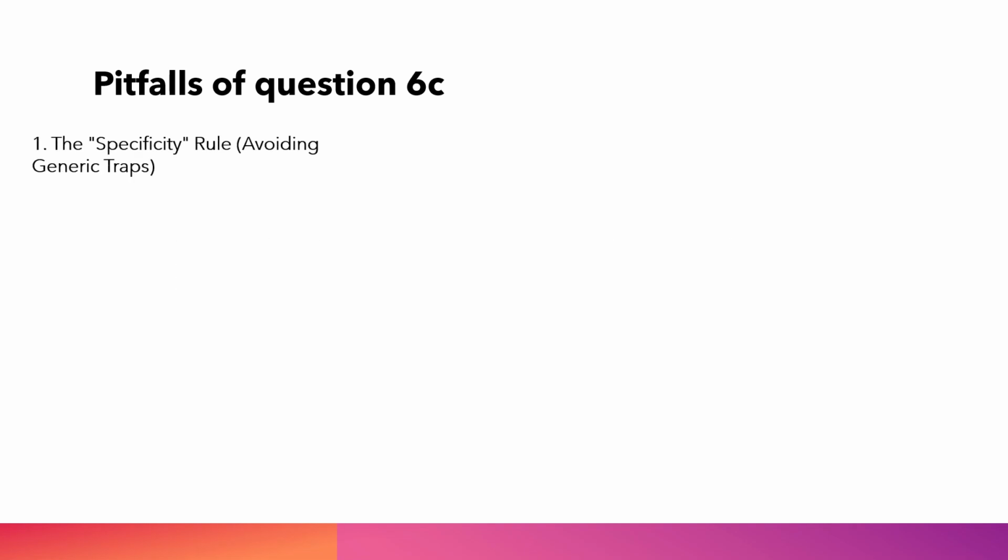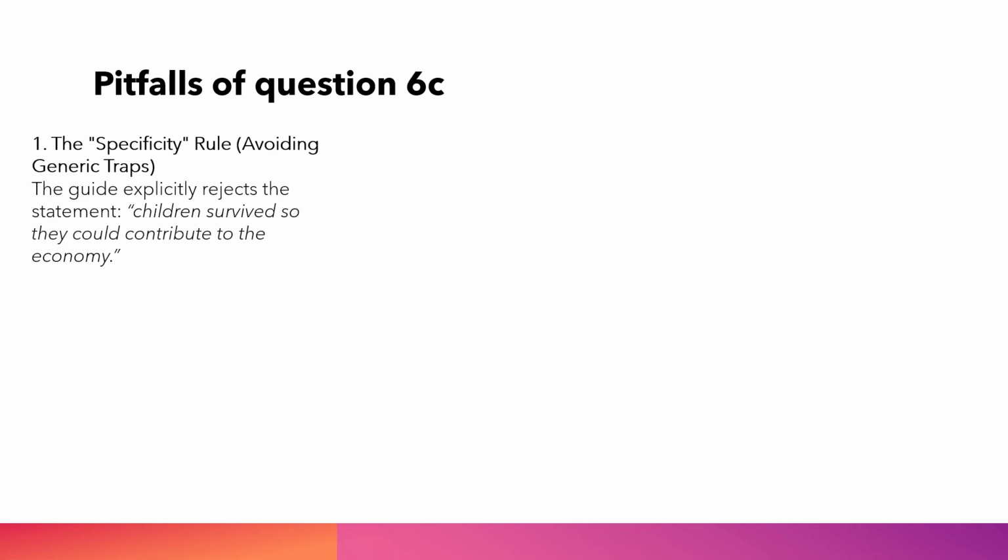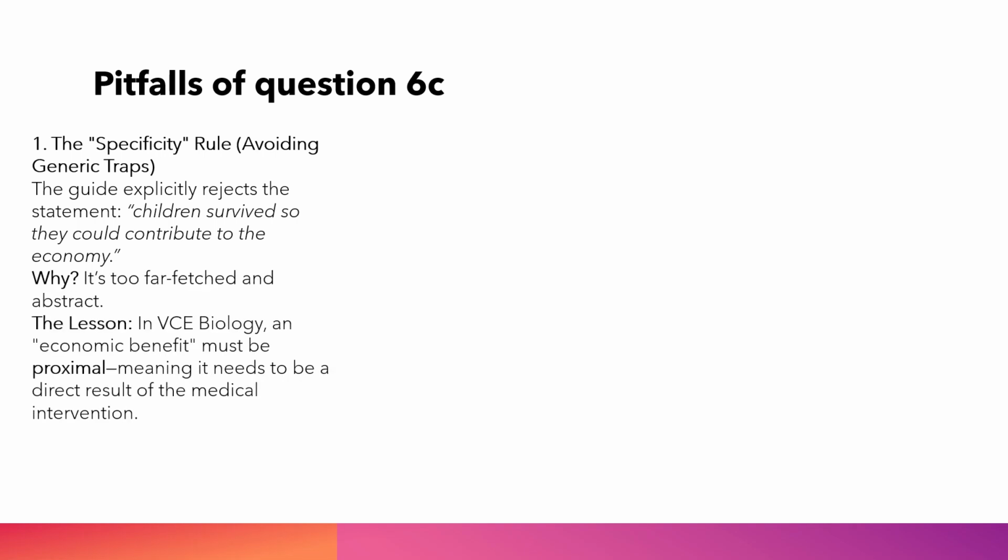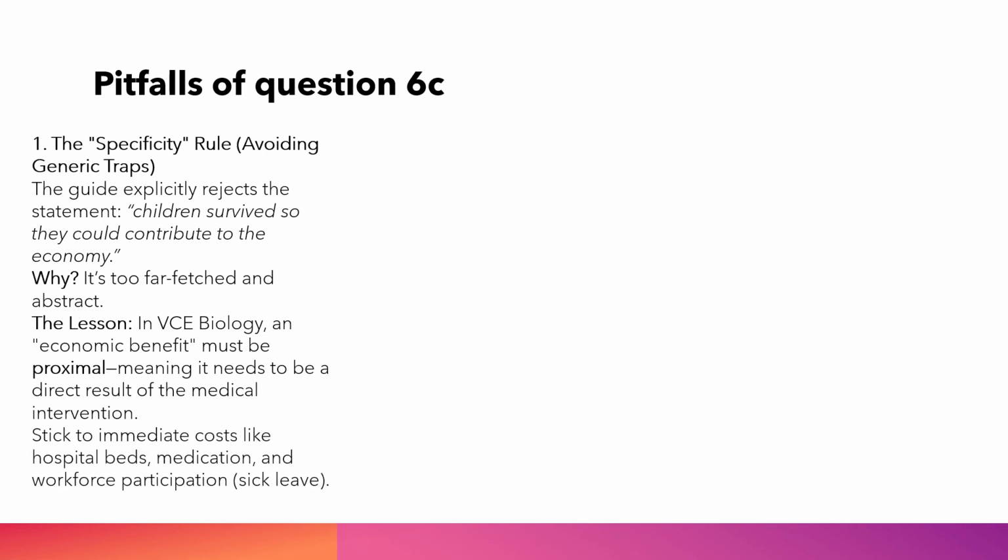1. The specificity rule, avoiding generic traps. The guide explicitly rejects the statement, "Children survived so they could contribute to the economy." Why? It's too far-fetched and abstract. The lesson, in VCE biology, an economic benefit must be proximal, meaning it needs to be a direct result of the medical intervention. Stick to immediate costs like hospital beds, medication, and workforce participation, sick leave.